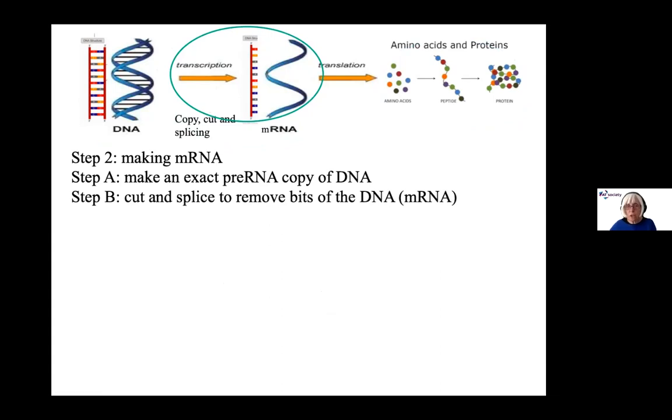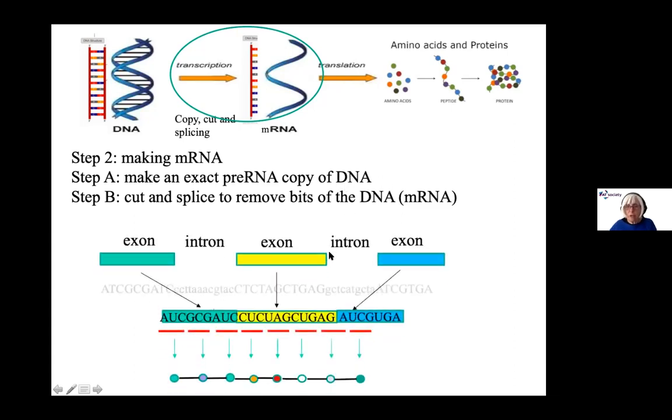But the second step is to cut and splice to remove bits of this DNA. And you may remember me talking about this. So this is your DNA sequence along here, the sequence of those building blocks on this molecule. To make this messenger RNA, there are bits in that sequence which you're not going to use, and that's these little ones in small letters here. To take the ones that you want to use, you cut and paste them together.